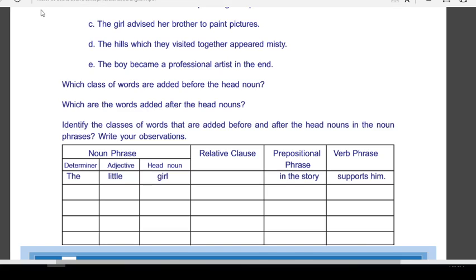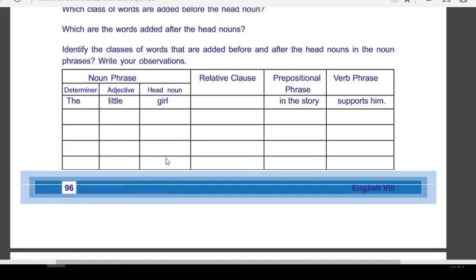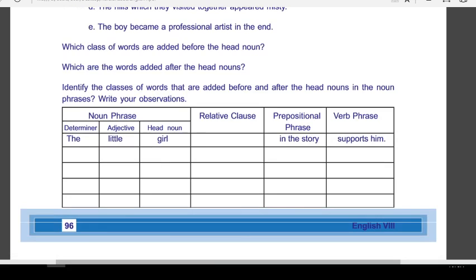Now, all of you look at the activity. Here, you are asked to identify the classes of words that are added before and after the head noun in the phrases. Which class of words are added before the head noun? Which are the words added after the head nouns? Identify the classes of words that are added before and after the head noun in the noun phrase and write your observation. Okay, the first one is given for you.